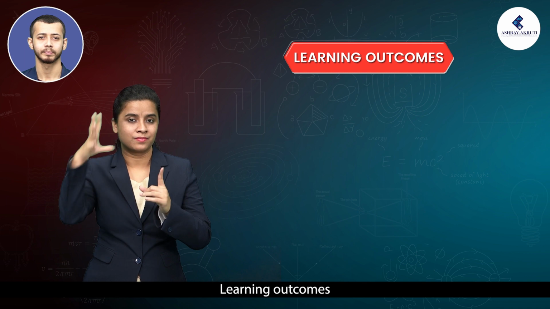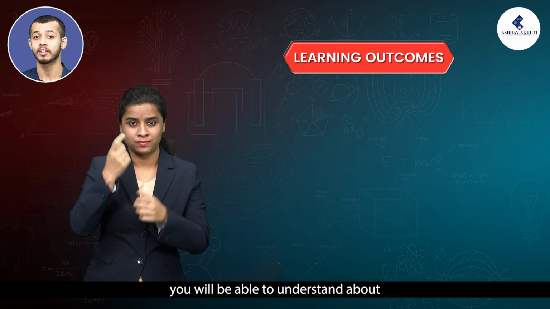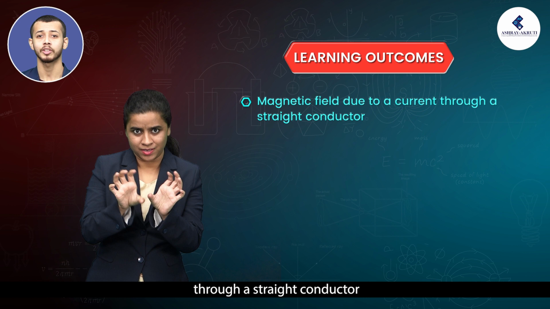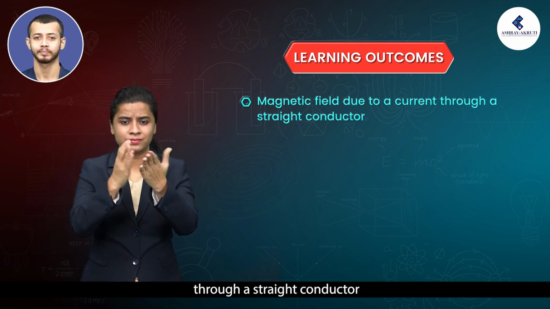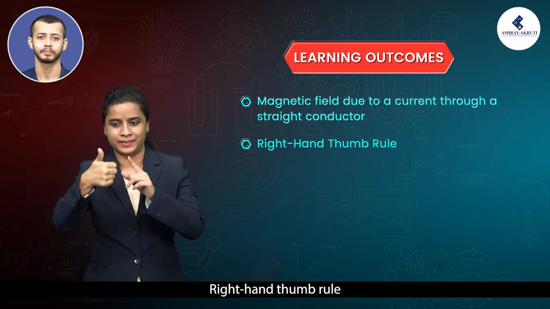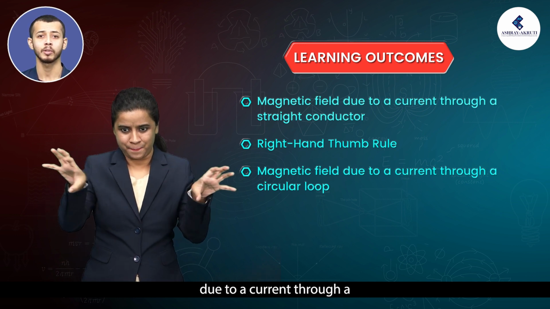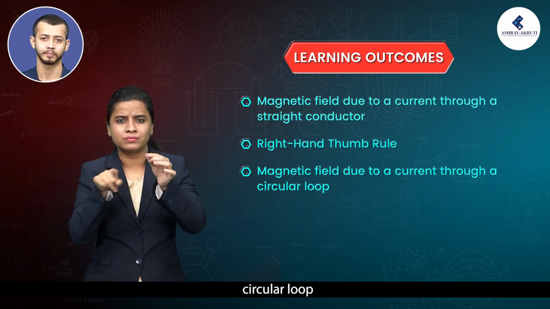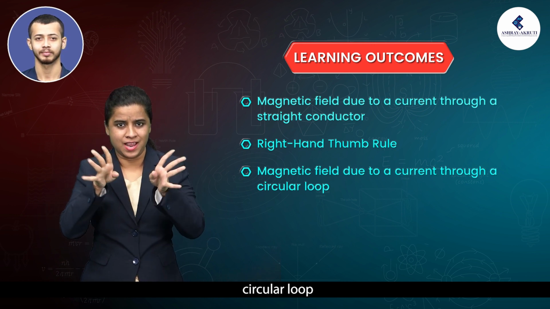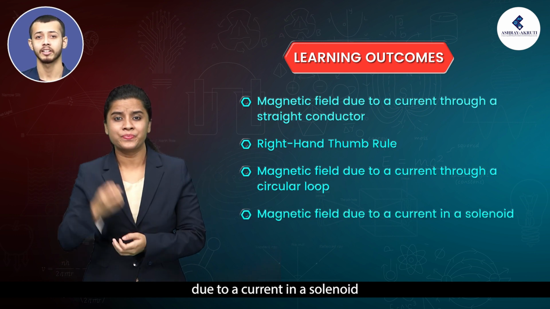Learning outcomes. At the end of this session, you will be able to understand about magnetic field due to a current through a straight conductor, right hand thumb rule, magnetic field due to a current through a circular loop, and magnetic field due to a current in a solenoid.